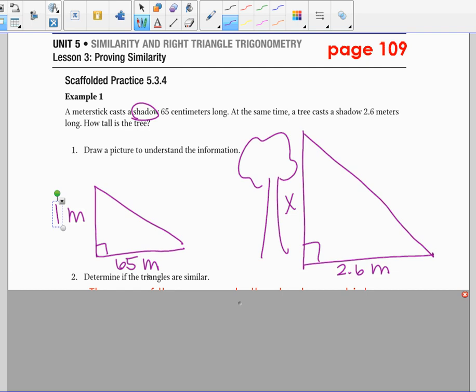It says determine if the triangles are similar. Well, we know we have the right angle, and we talked about this a while ago. So you can look at this one of two ways. These are always done at the same time of day.